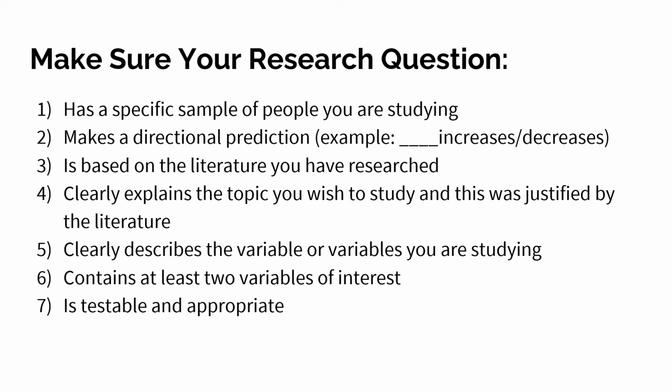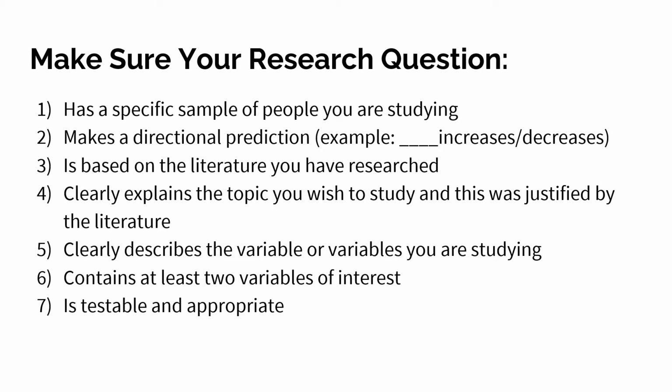Once you have your idea in place, you want to make sure that your research question has the following 7 components. It has a targeted sample of people you are studying. It makes a directional prediction. For example, self-esteem is increased by daily affirmations, or daily punishment decreases motivation. Make sure it's directional. Make sure that it's also based on the literature you've actually researched.